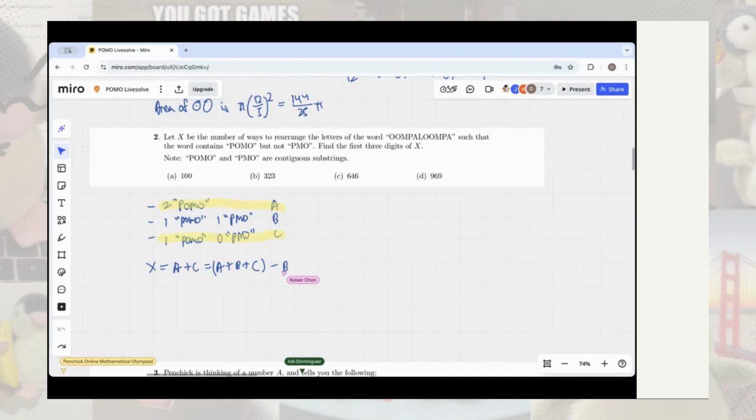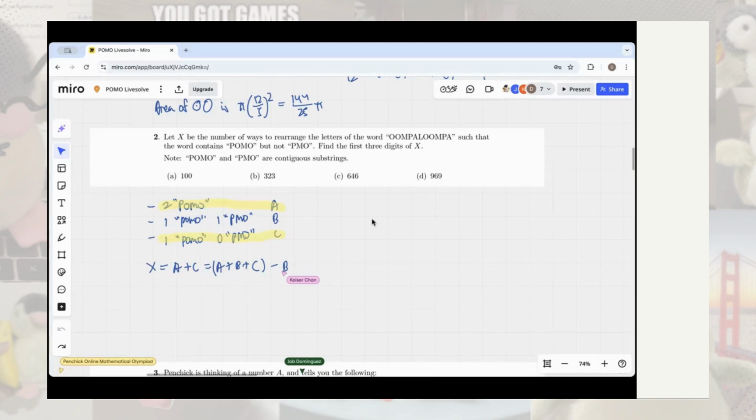Yeah, I guess we are. So, sige. Let's move on. So first let's compute B. So the word contains one POMO and one PMO.